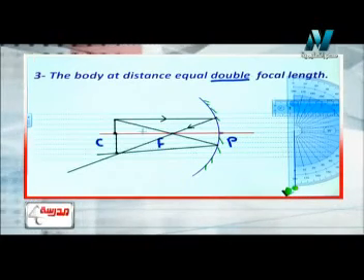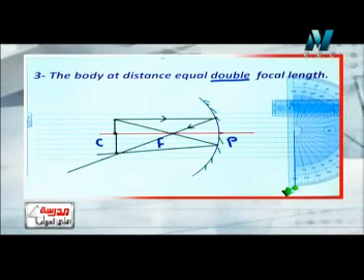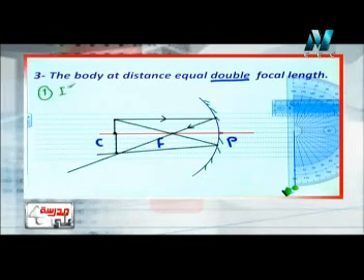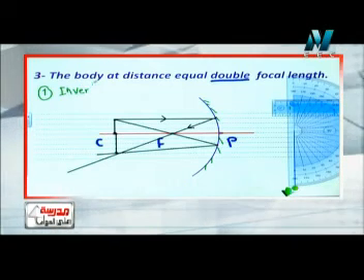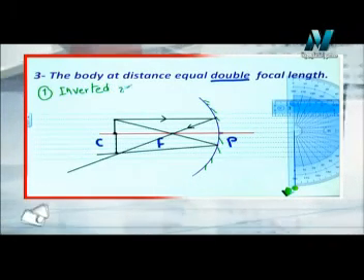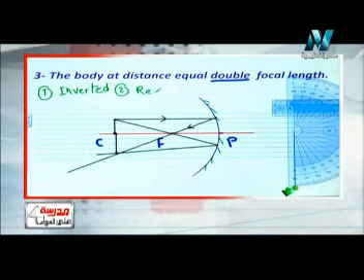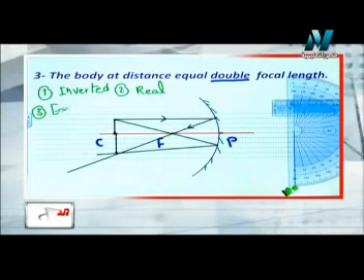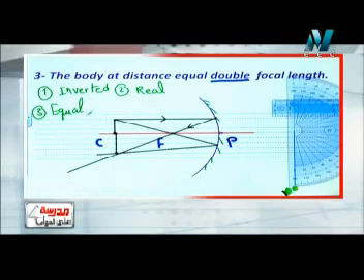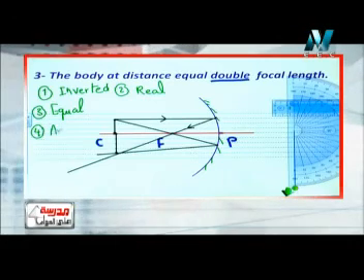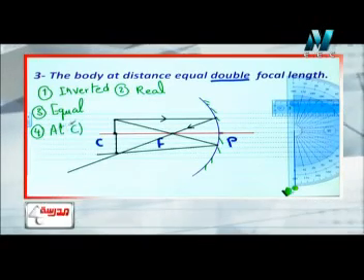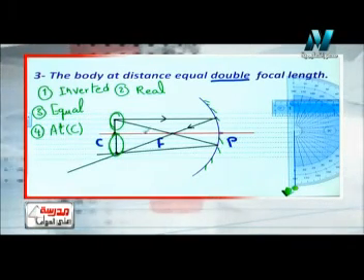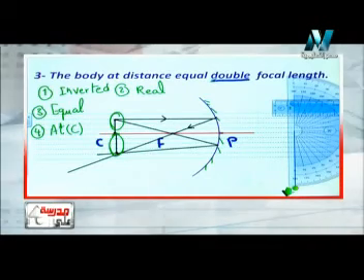In this, the only case, the image is at the same distance as the object, at center of curvature, and equal to the object in size. Number 1, inverted. Number 2, real, because real can be received on the screen. Number 3, equal in size. And number 4, at center of curvature. So if the object is at center of curvature, the image is at center of curvature, meaning double focal length.